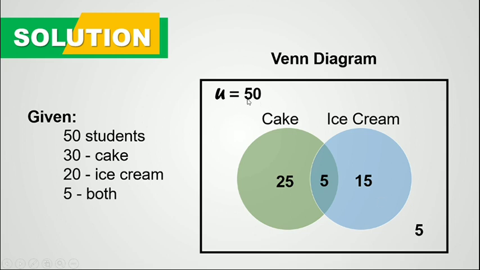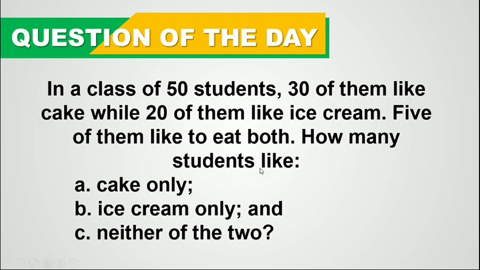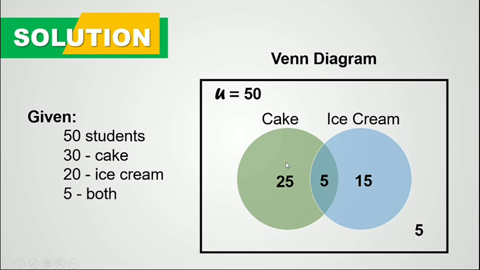So therefore we could now answer the question. How many of the students like cake only? So 30 of the students like cake, right? So how many of them like cake only? So it's 25.